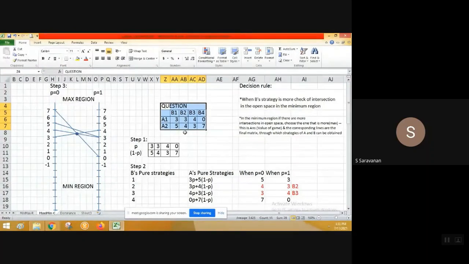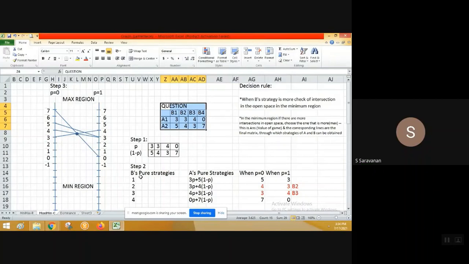Now you have 2 strategies for A and 4 strategies for B. Instead of A1, I am going to use a variable P, and instead of A2, a variable 1 minus P. In the last problem there was B1 and B2, so for B1 and B2 I used P and 1 minus P. Here it is A1 and A2, because A has fewer strategies. So P and 1 minus P is for A1 and A2. Other than that, I just copied the problem: 3, 3, 4, 0 and 5, 4, 3, 7.